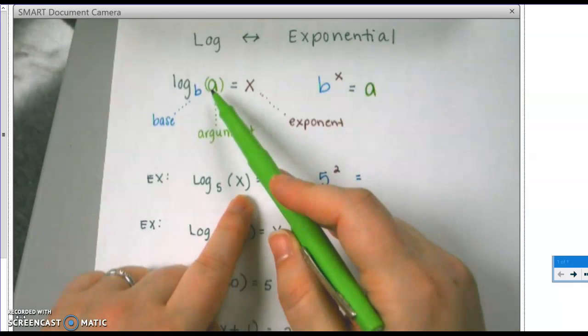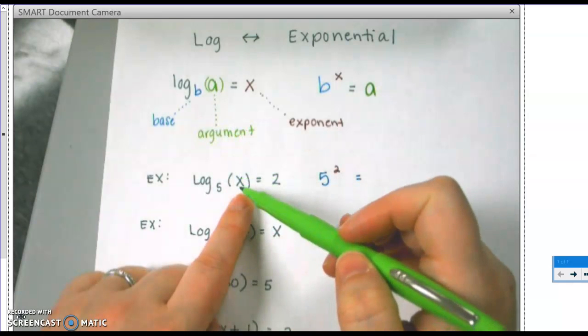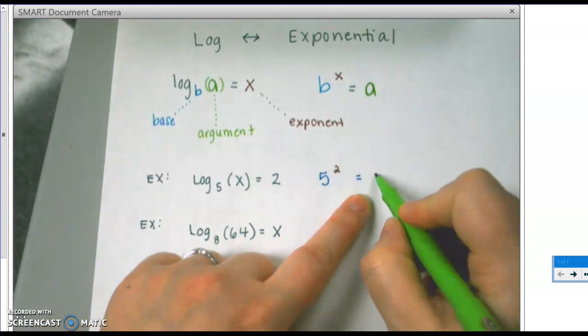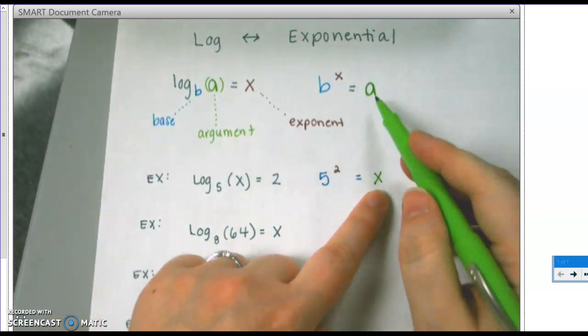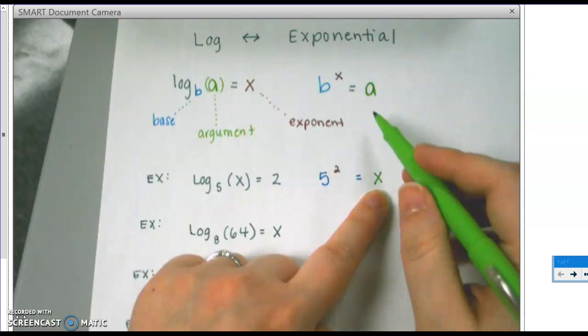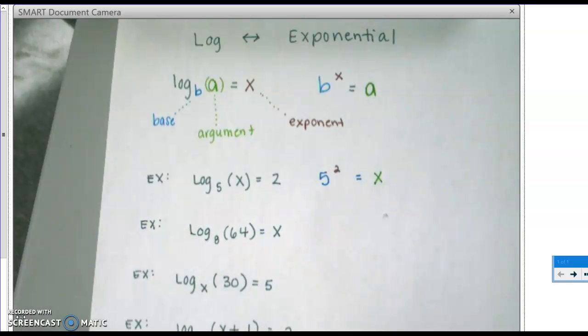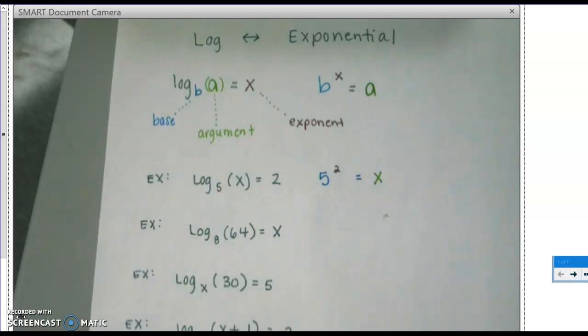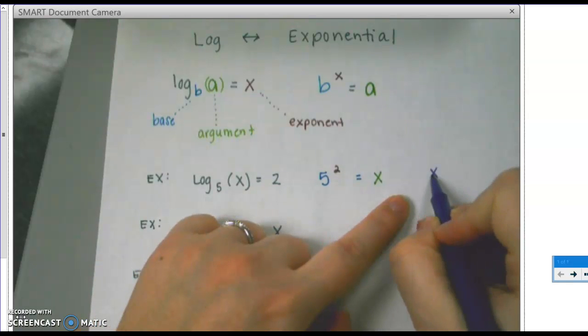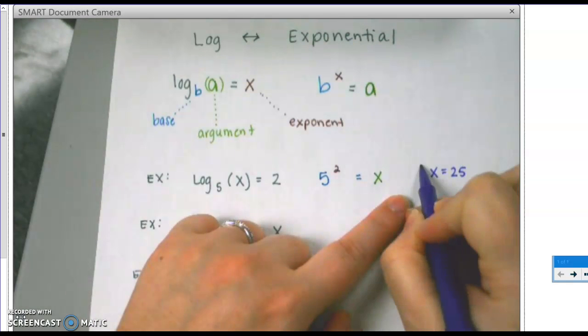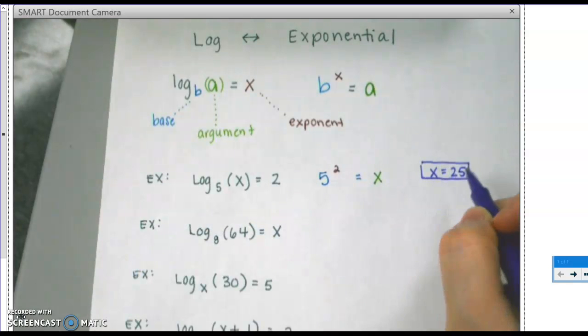So the argument here was x, and in this form, x is now on the other side of the equal sign. So now all I have to do to solve this is do 5 squared. So 5 squared is 25. So to answer this question, x is equal to 25.